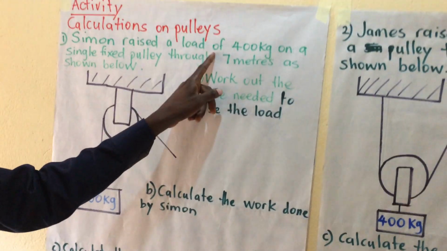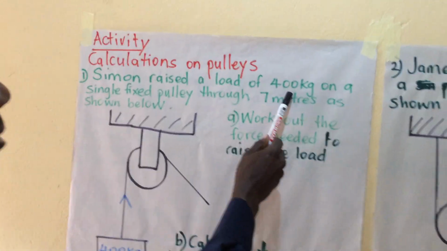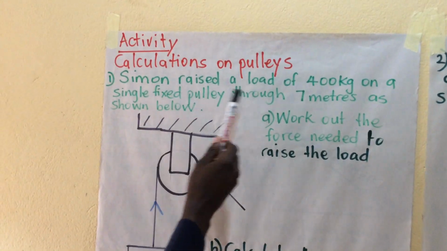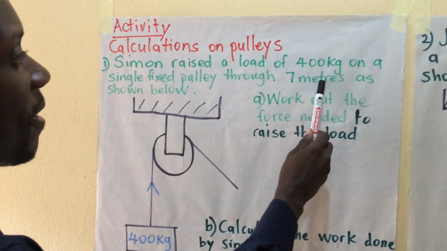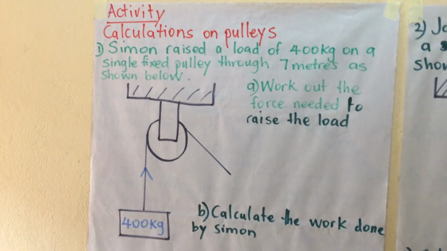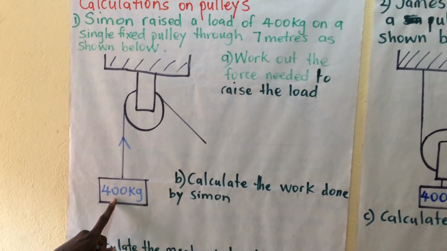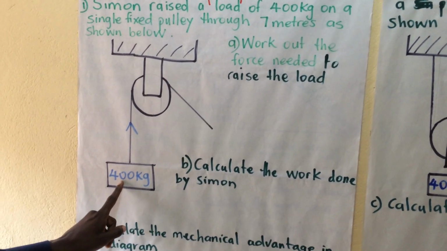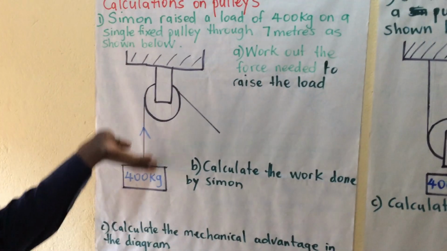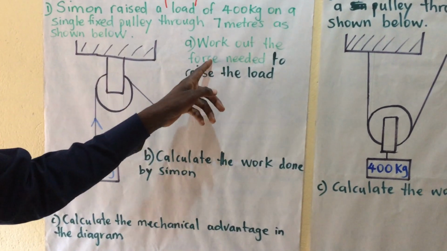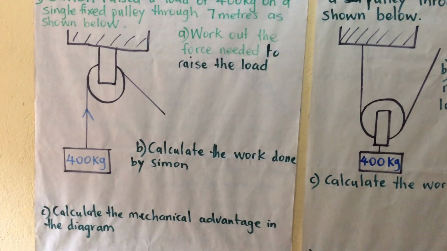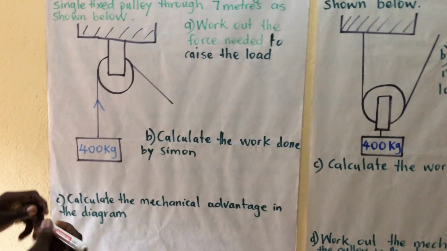Simon raised a load of 400 kilograms on a single fixed pulley through 7 meters. 400 kilograms through 7 meters, as shown below. Work out the force needed to raise the load.